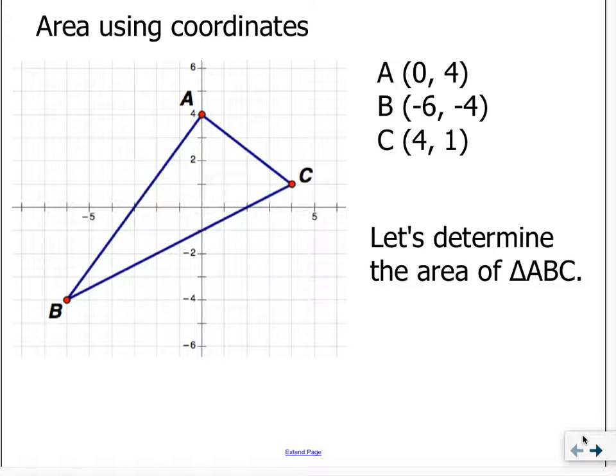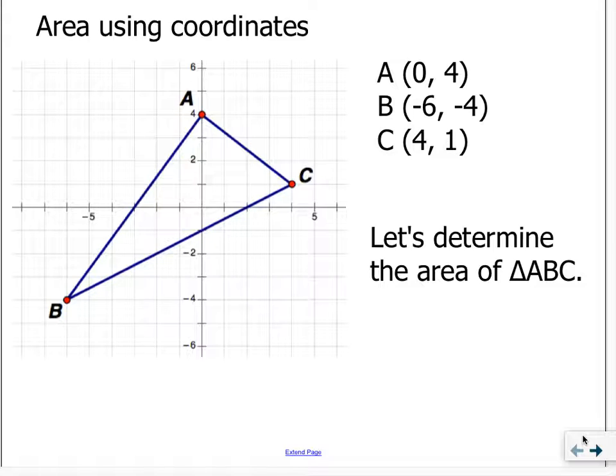So in this video, we're going to learn how to find the area of a figure that's graphed on a coordinate plane, like my triangle ABC here. So if you have a piece of graph paper, you might want to graph these 3 points as well. So if we're going to determine the area of the triangle, let's think about what we need.